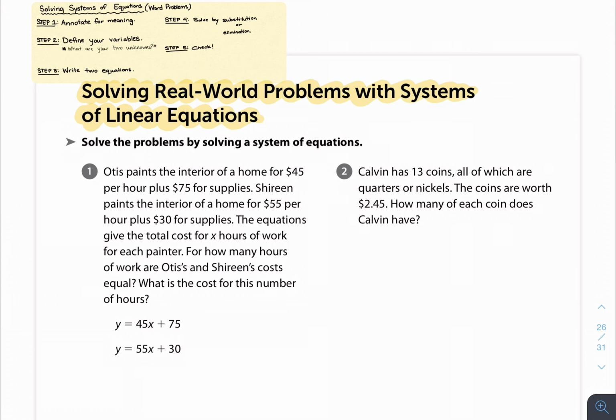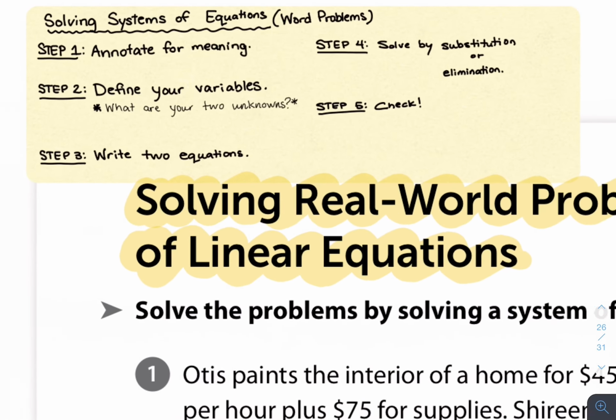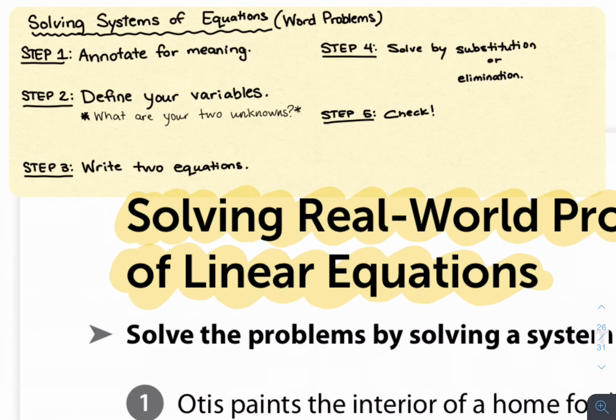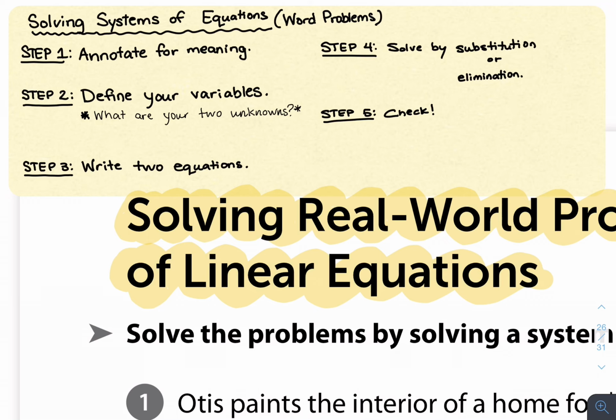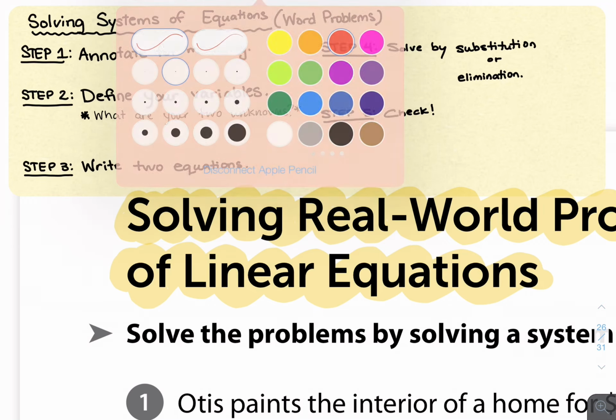All right, so here are the steps that I have listed out for you that you can use in order to do just that. So the first thing you want to do is you want to annotate for meaning, right?